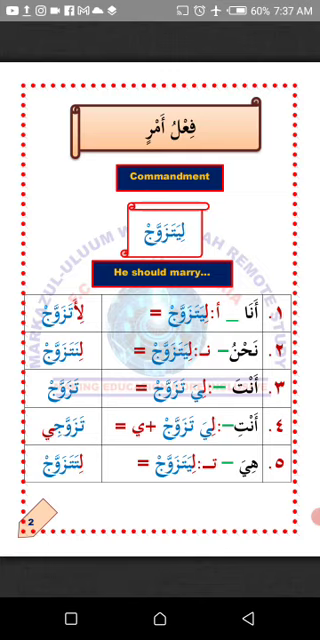Khamsa, number five. Hiya, she. All you need to do is to detach ya'un and attach ta'un. So the verb liyatazawwaj will now become litatazawwaj, which means she should get married. Remember, we use ta'un to talk about a single female person and ya'un to talk about a single male person. Talking about them does not mean talking to them directly. La'alaka fahimt? I hope you understand.